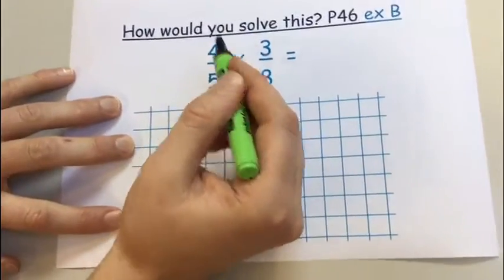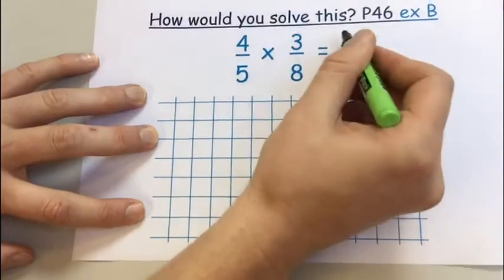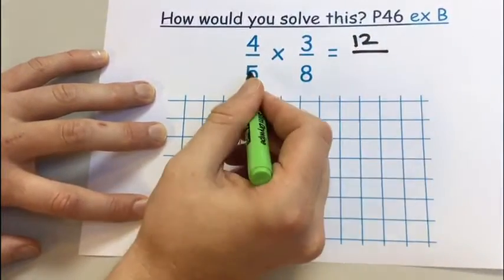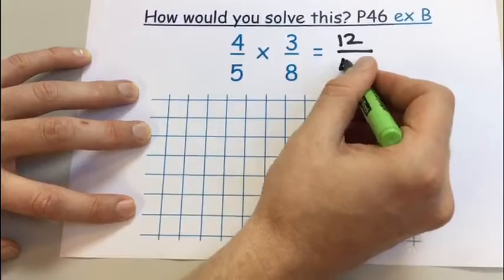In this case, again, we multiply the two numerators together. 4 times 3 is 12. 5 times 8 is 40.